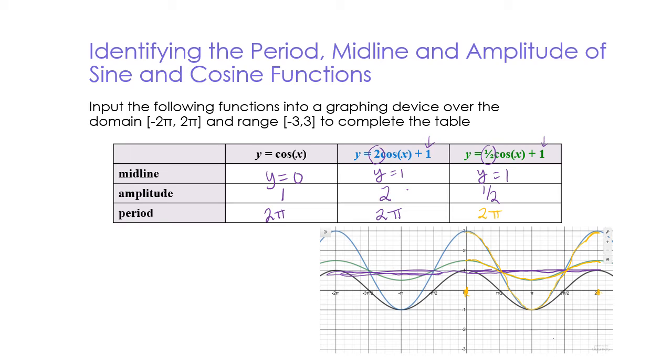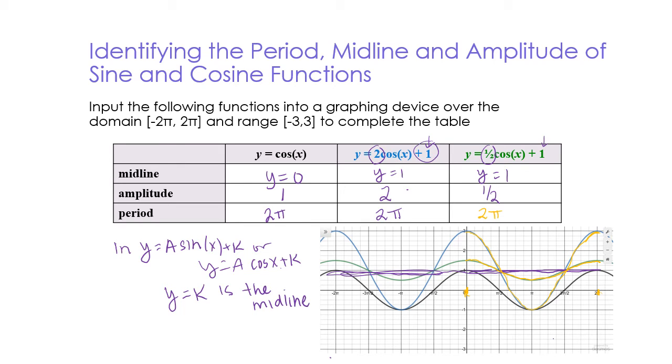So when I add a value to the end, that doesn't do anything to the period, but what it does is it shifts the midline, so it's shifting the graph up or down. So if we have y equals a sine of x plus k or a cosine of x plus k, that k value, so y equals k, is the midline. So just like here, we added 1 and that was the midline. We added 1 and that was the midline.